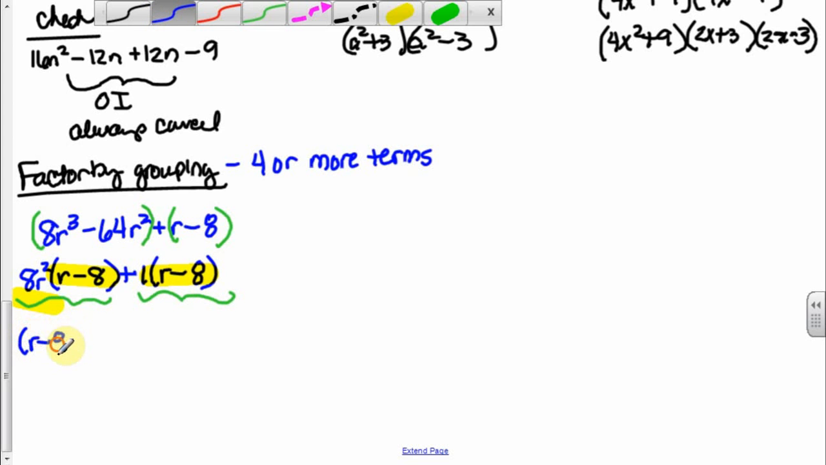You can put it in the back if you want to. I always put mine in the front. And then you're going to write what's left. 8r squared plus 1 is what goes into this parentheses. If you FOIL this out, you are going to get that 4-term polynomial that you started with.